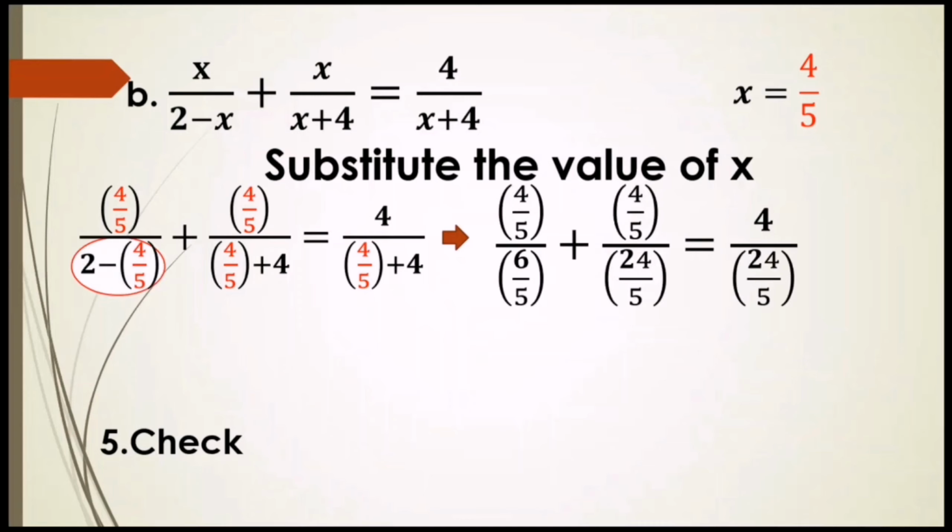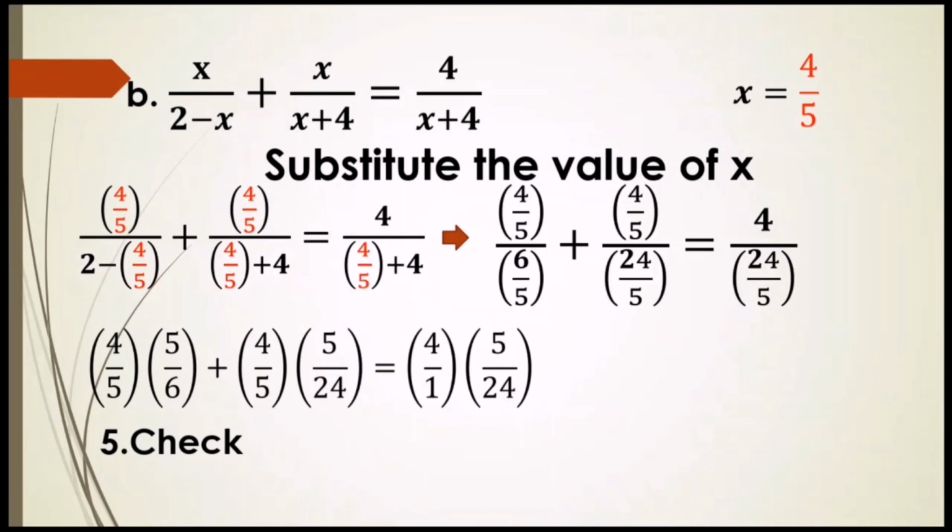4 over 5 divided by 2 minus 4 over 5, which becomes 4 over 5 all over 6 over 5, plus 4 over 5 all over 4 over 5 plus 4 will become 4 over 5 all over 24 over 5, which is equals to 4 over 5 plus 4 will become 4 all over 24 divided by 5.